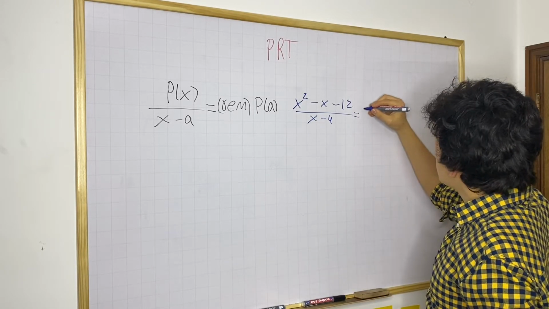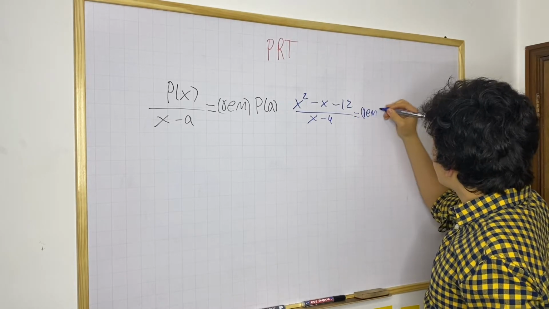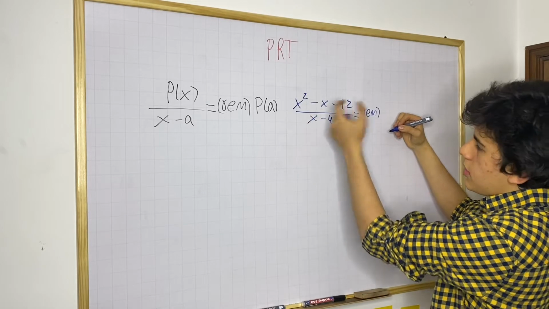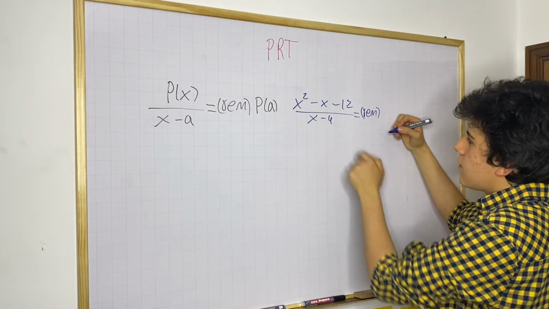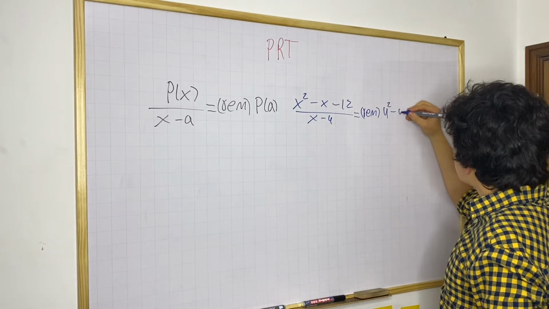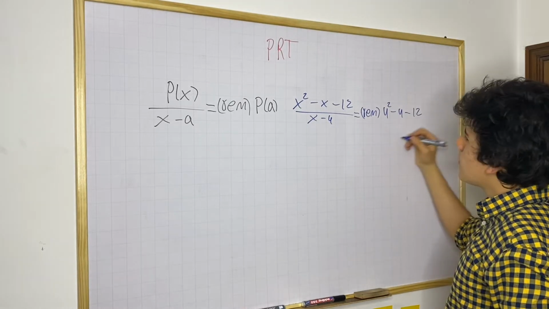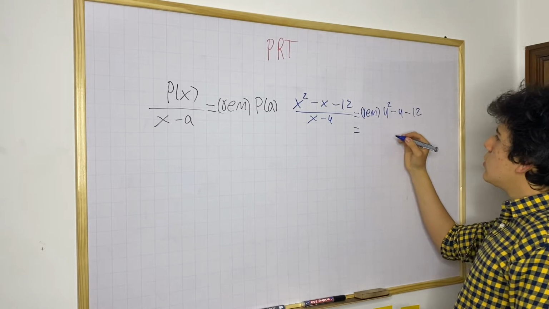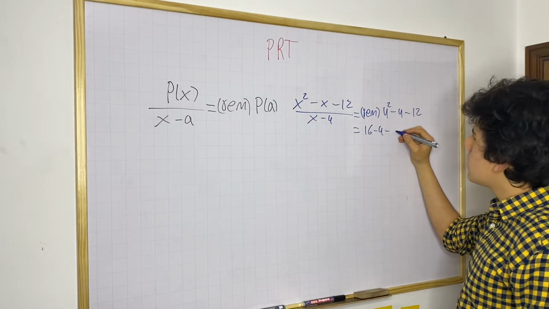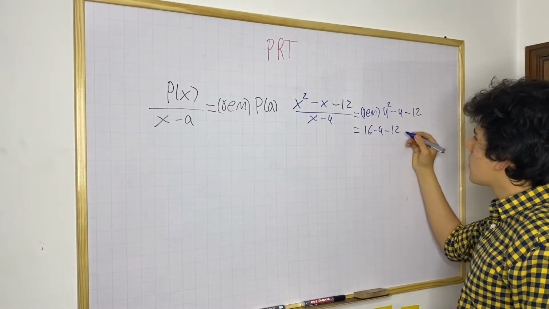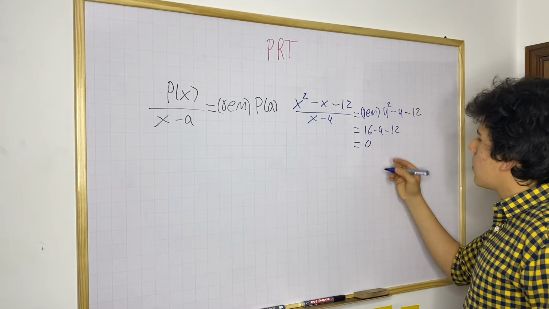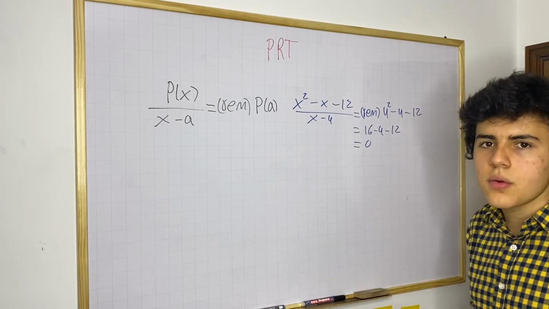Now we can compute the remainder of this division and see something. We're going to say that its remainder is equal to the polynomial evaluated at 4. So we have 4 squared minus 4 minus 12. This is going to be equal to 16 minus 4 minus 12, and this is, of course, going to be equal to simply 0, okay? You get 12 minus 12, 0.